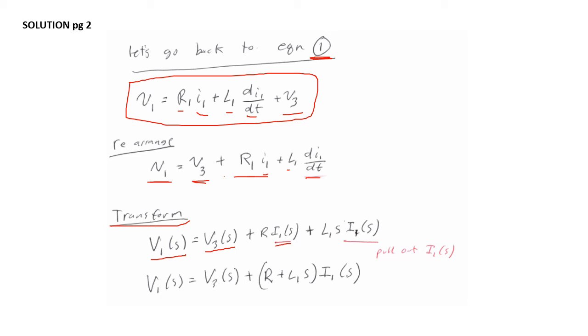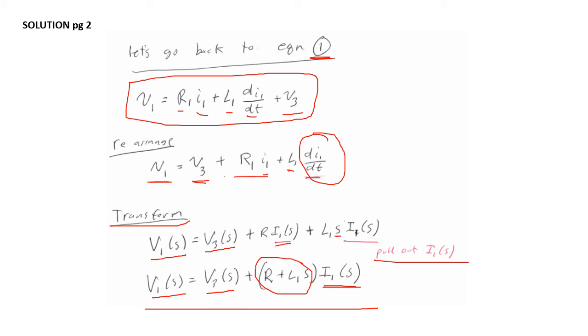And now I have this last part here, L1. Now we have here my dI dt, so there's the s from that there, times capital I sub 1 of s there. So now what I can see is I can pull out my I1 of s right here, rearrange this, and I have V1 of s is equal to V3 of s, plus now I pulled this out here, R1 plus L1s times I1 of s. So this is now my equation there after the transform.